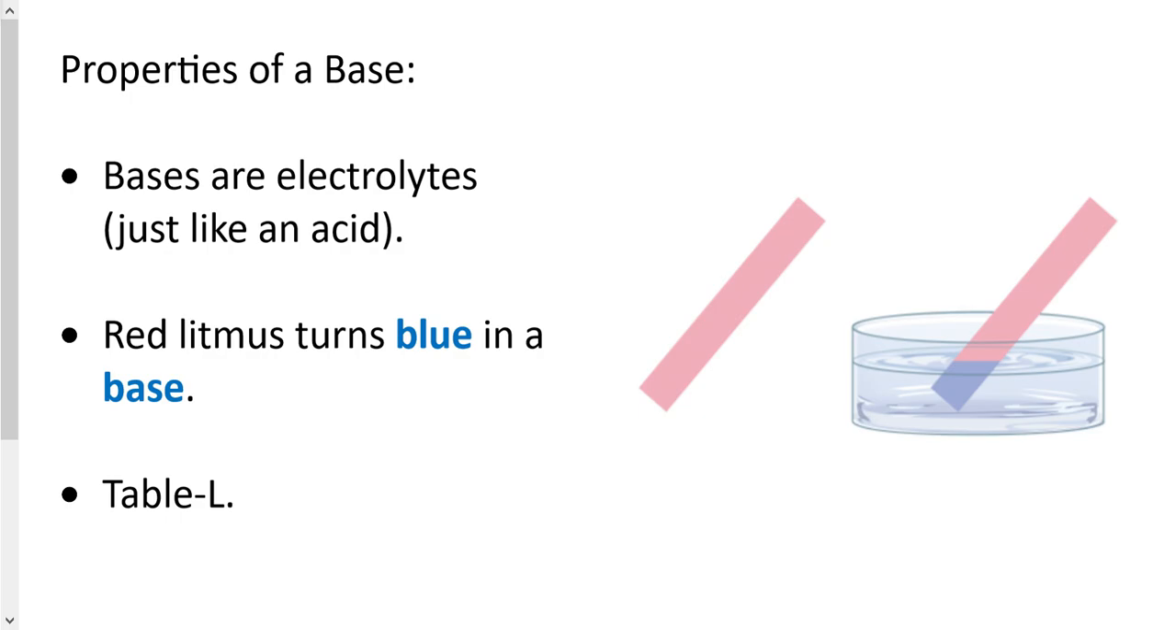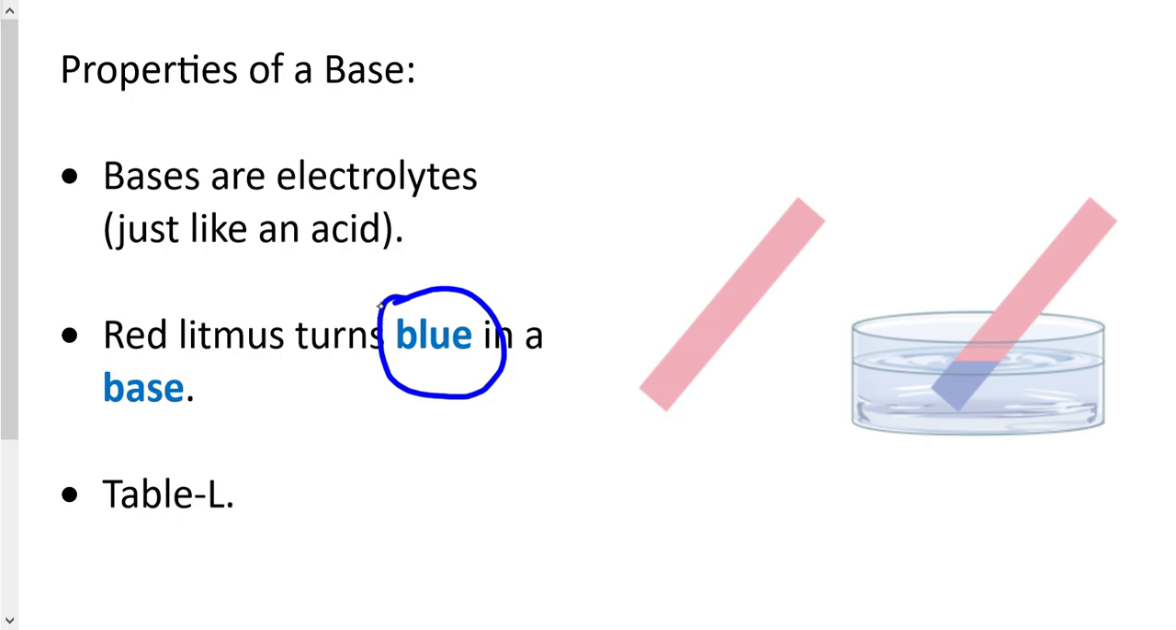Let's talk about properties of bases. Bases are also electrolytes. So again, one of the misconceptions that students have is they assume acids are electrolytes and therefore bases are non-electrolytes, which is not true. Bases are electrolytes just like an acid. The difference is acid turns litmus paper red, but bases are going to turn litmus paper blue. One easy way to remember this is bases are blue.